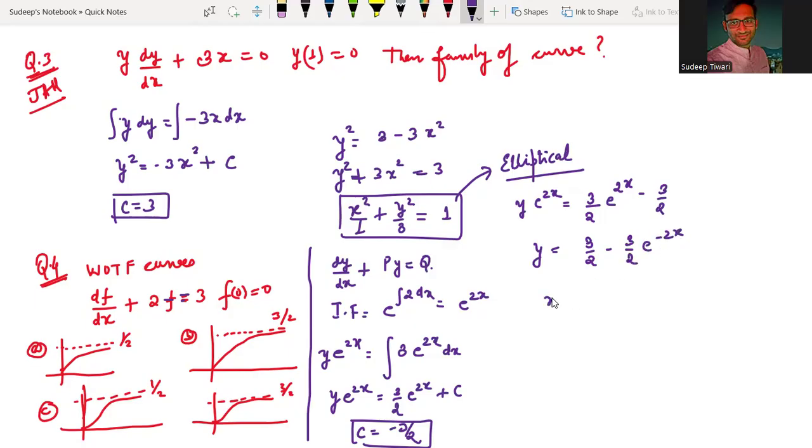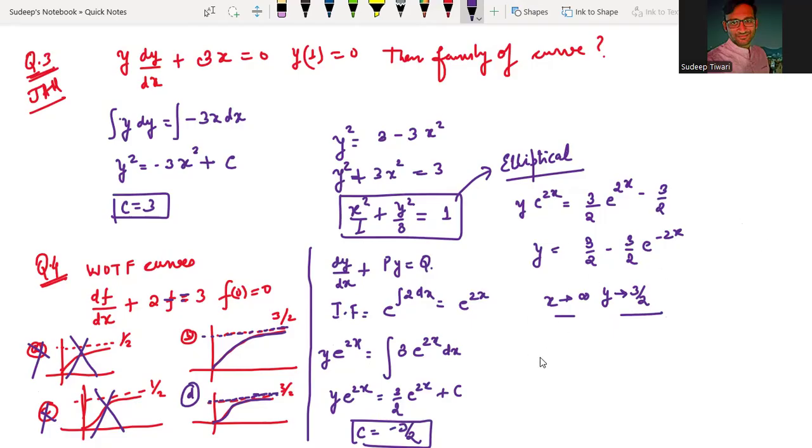Now see clearly, as x tends to infinity, y would tend towards 3 upon 2. So one thing is clear: at large x it cannot be asymptotic to 1 by 2. So this option cancels, this option cancels. Only these two options will have something to say. Now there is only one difference. Here you have this kind of curve, and here you have this kind of curve. Okay. So as x tends to infinity, your function f tends to 3 by 2. Okay, so this is clear. So options A and C are cancelled. Now you have to make a choice between B and D.